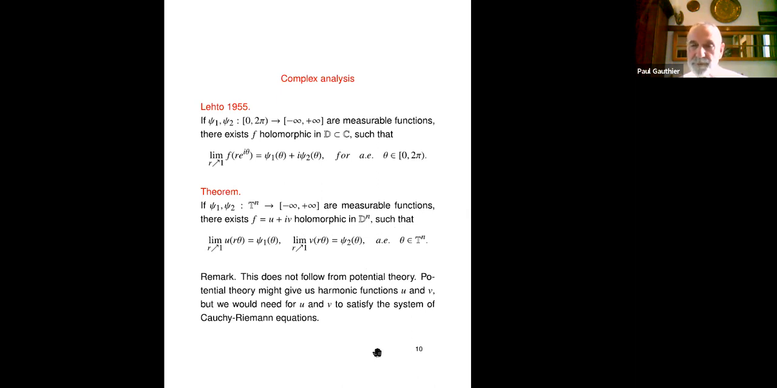This does not follow from potential theory. Potential theory might give us two harmonic functions, u and v, but we would need for these two functions to satisfy the system of Cauchy-Riemann equations in order to get a holomorphic solution. So this requires a separate proof.